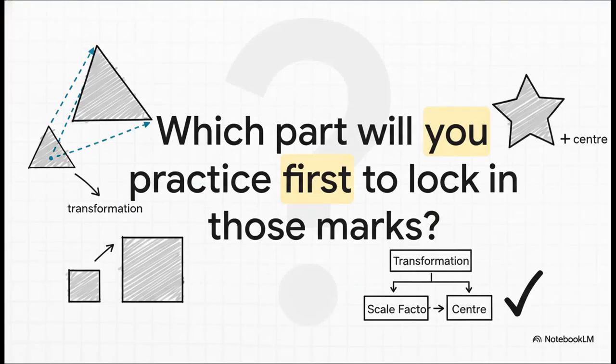So the takeaway here is pretty clear. These aren't tricky questions, they're system questions. By memorizing this 3-step checklist, transformation, scale factor, center, you're not just solving a problem, you're giving the examiner exactly what their mark scheme wants. So have a think. Which of those 3 steps do you need to practice the most? Because mastering that system is what turns a scary-looking question into guaranteed marks.